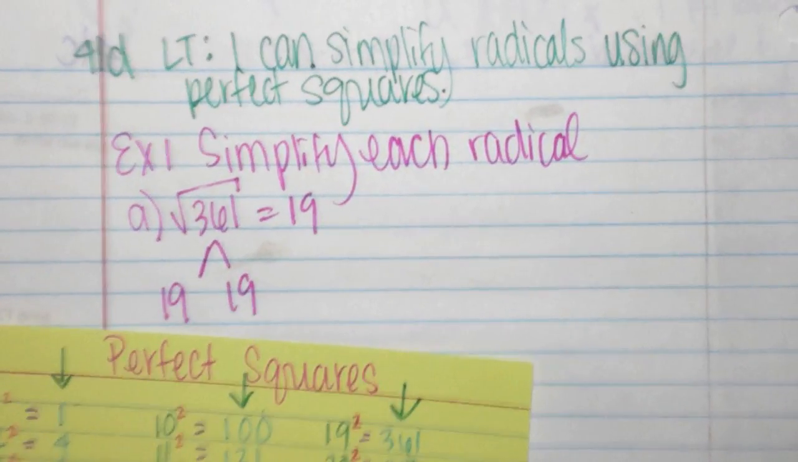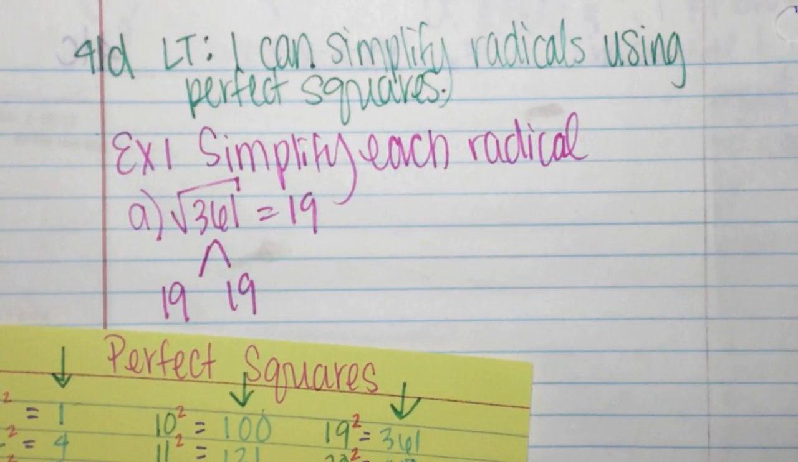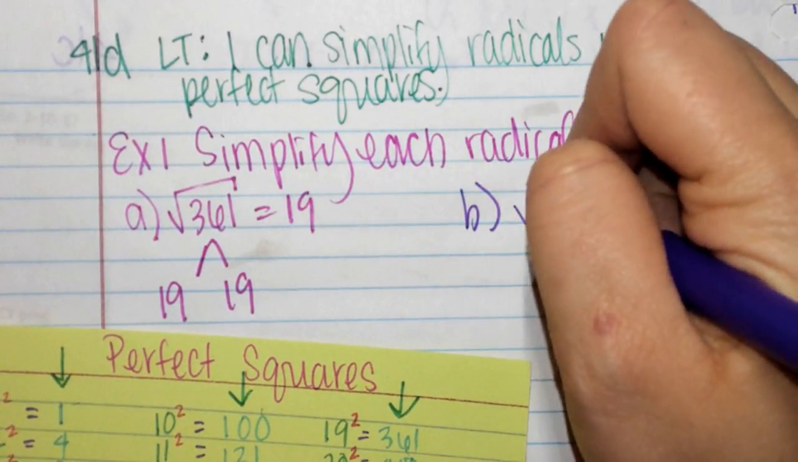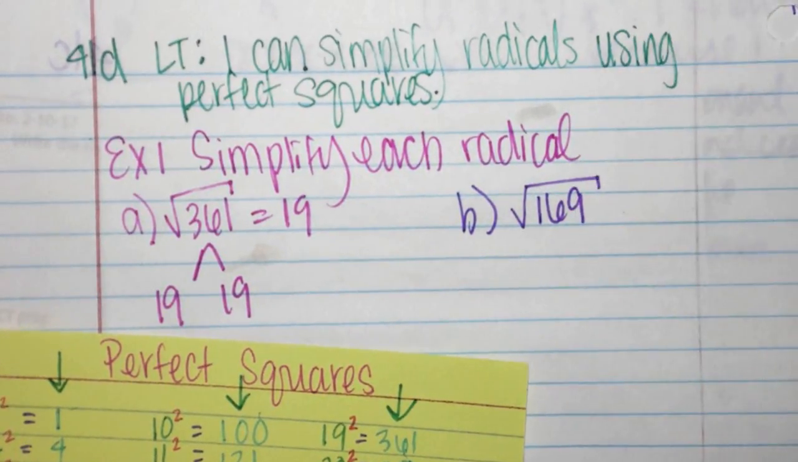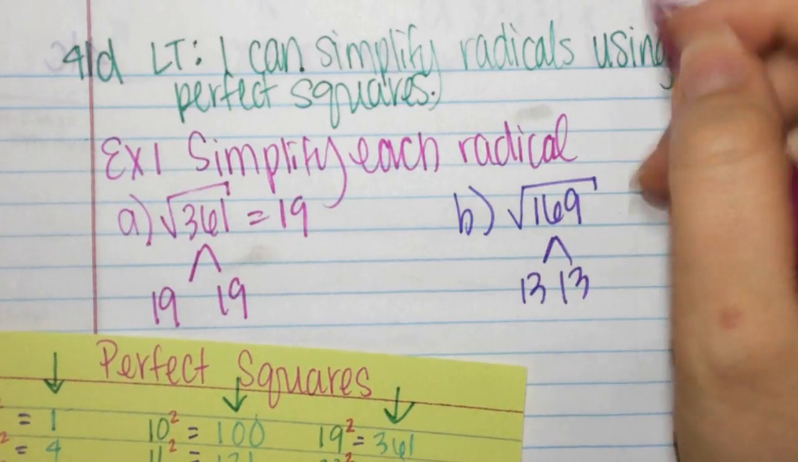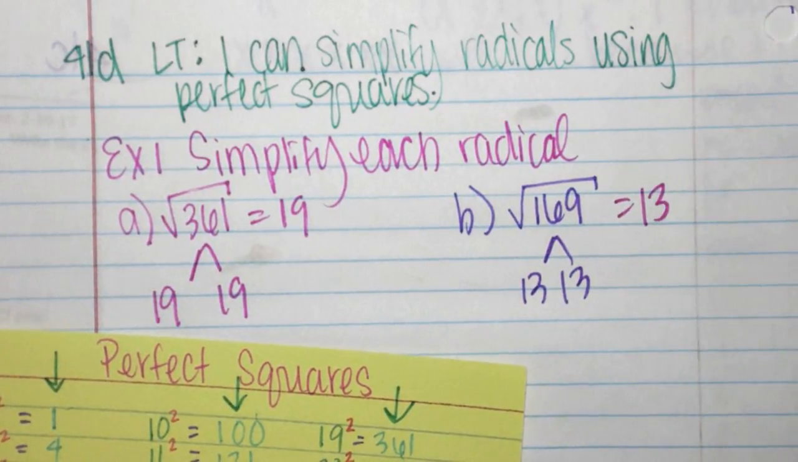Alright, so for B, what would the square root of 169 be? 13. Because you break it down into 13 times 13, right? Look at you go.